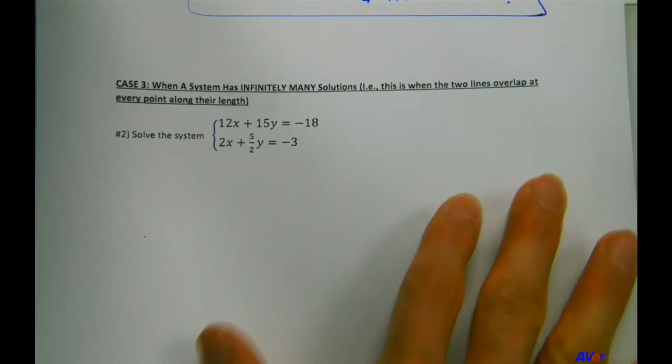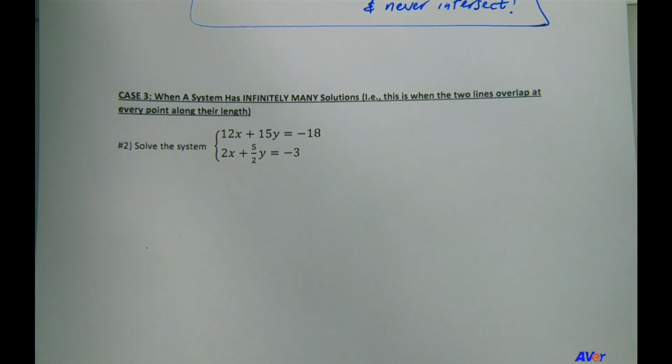Okay, so case 3 is when we have infinitely many solutions. This is the opposite of case 2. So how do we get infinitely many solutions? That means the lines intersect each other at infinitely many points. How is that even possible? The only way that is possible is if the two lines are the same line, they overlap completely along their full length. So at every point along their length, they are one and the same line. They intersect because they're the same line. They lie on top of one another.